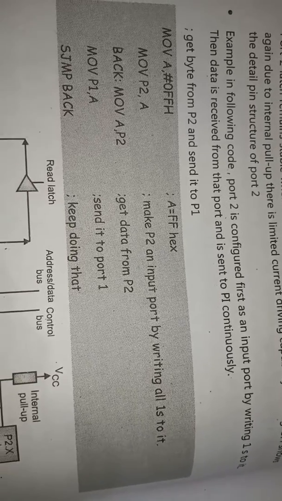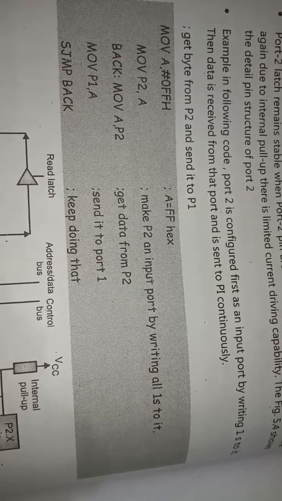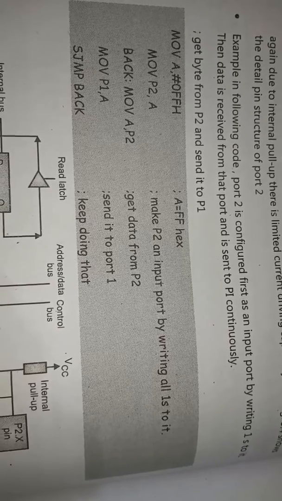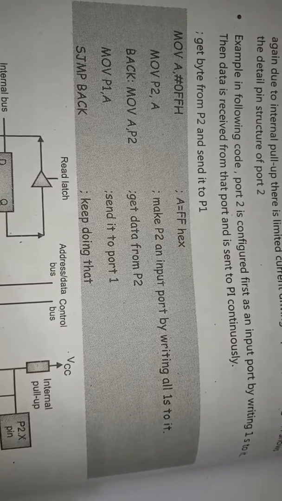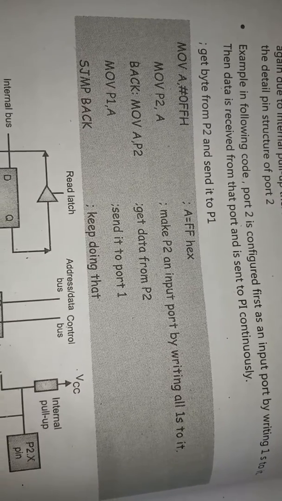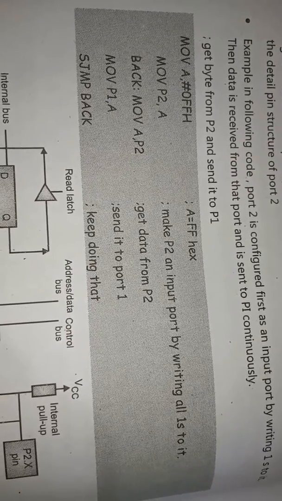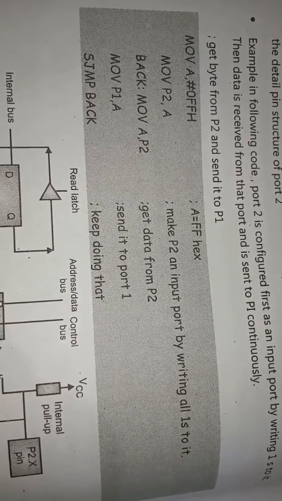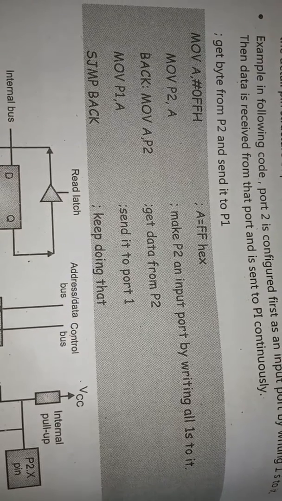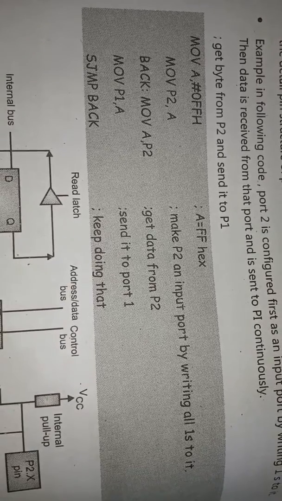Now this is the example in which port 2 is first configured as an input port by writing 1s. Then data is received from the port and sent to P1 continuously. So in this we get a byte from P2, and we need to accept the byte from P2 and send that byte to P1. Suppose we use 0FFH data, which is to be accepted from P2 and later sent to P1.